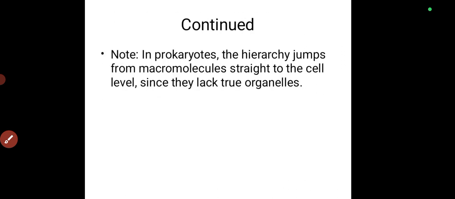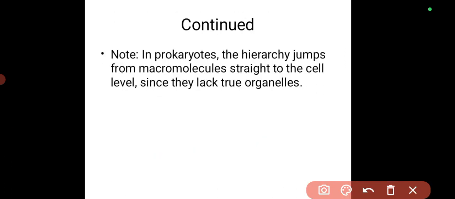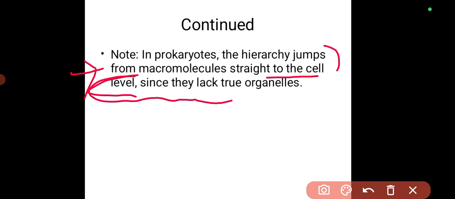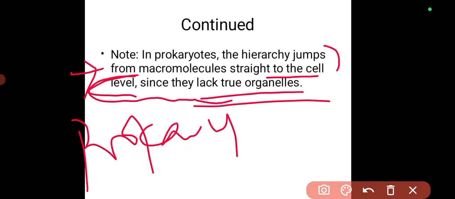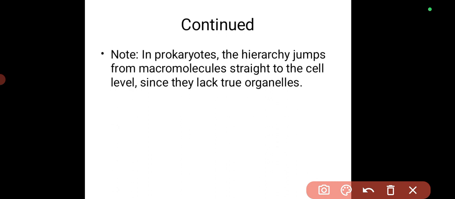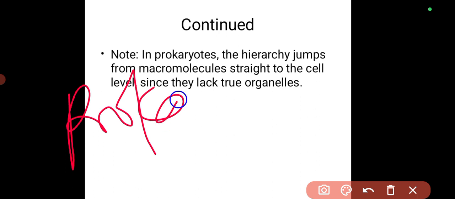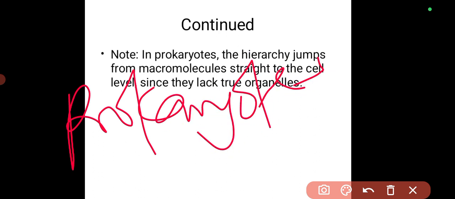Now, in prokaryotes, the hierarchy jumps from macromolecules straight to the cell level, and that's because they lack true organelles. Prokaryotes lack true organelles. Remember, I said just now that cells are divided into two types, and they are the prokaryotes and the eukaryotes.